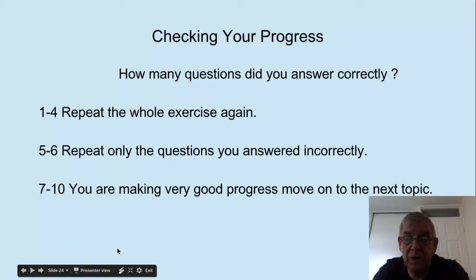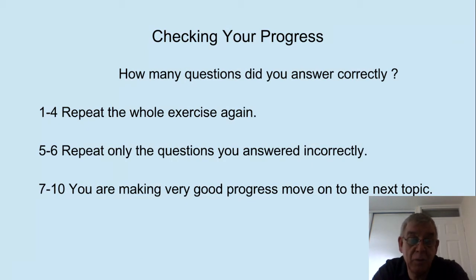So checking your progress then, how many questions did you answer correctly? If you scored between 1 and 4, repeat the whole exercise again. If you got 5 to 6, you're making satisfactory progress, so repeat only the questions you answered incorrectly. If you scored 7 to 10, you're making very good progress, and you're now ready to move on to the next topic.